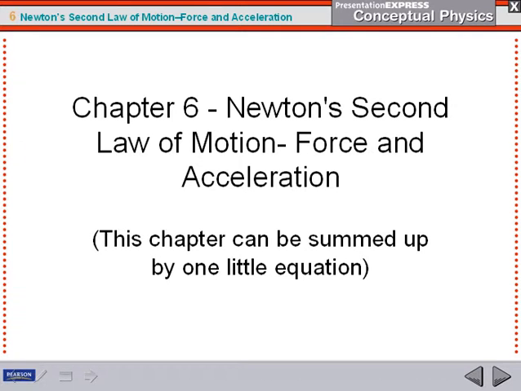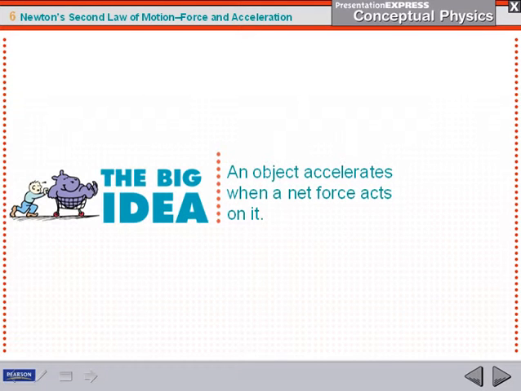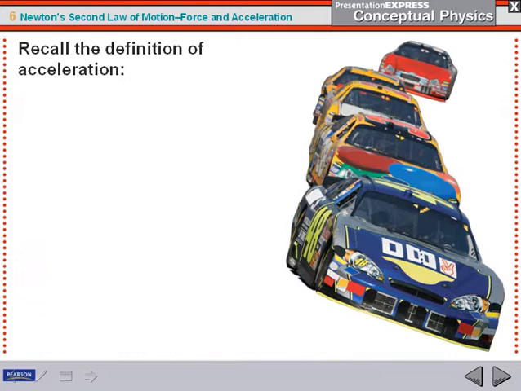Welcome to Chapter 6, Section 1 podcast on Newton's second law of motion, force and acceleration. If you can remember one little thing from this chapter, there's one little equation you need to remember. The big idea for this chapter is when an object will accelerate, and that occurs when you have a force acting on it.